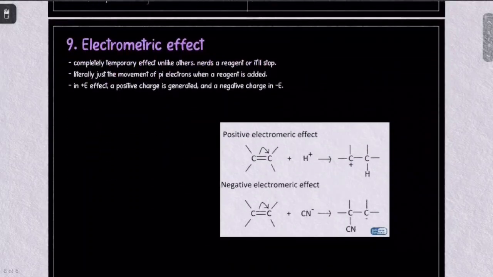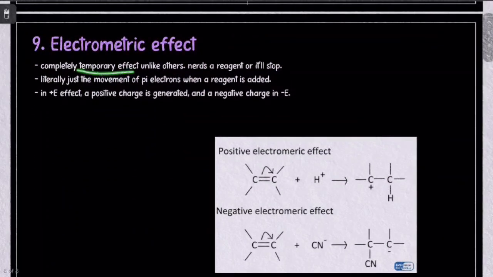Okay. And lastly, electrometric effect. It is a temporary effect. All the others which I studied are permanent effects.